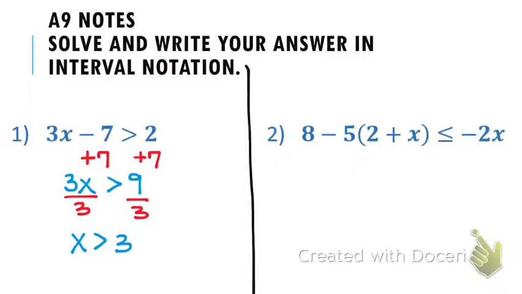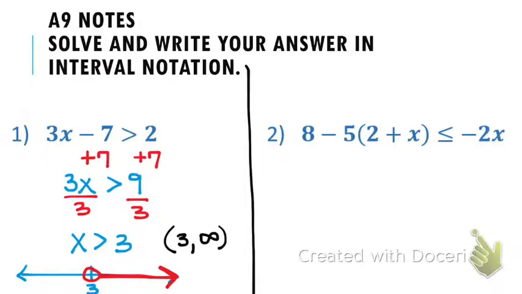So on the number line, we would have an open circle on the 3, and it's greater than, so it will go to the right. So how would I write this in interval notation? Parentheses. So my smallest number is what? 3. And it's going towards what number? Infinity. Infinity always gets a parentheses.